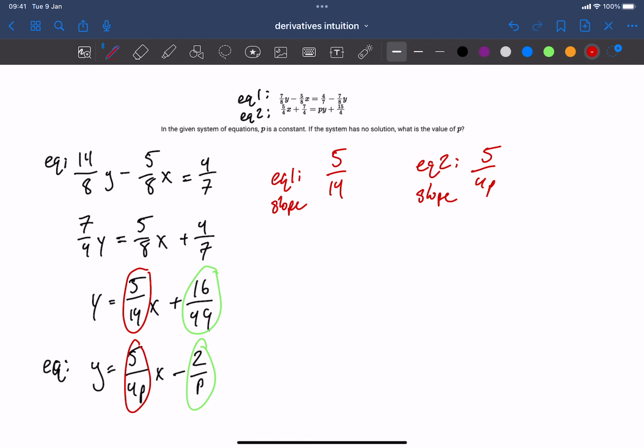To find parallel lines, we want to set the slopes equal to each other. So 5/14 equals 5/4p. We can divide both sides by 5 to get 1/14 equals 1/4p. Now we can cross multiply and we will get 4p equals 14. Hence, p equals 14/4, or it's just 7/2.